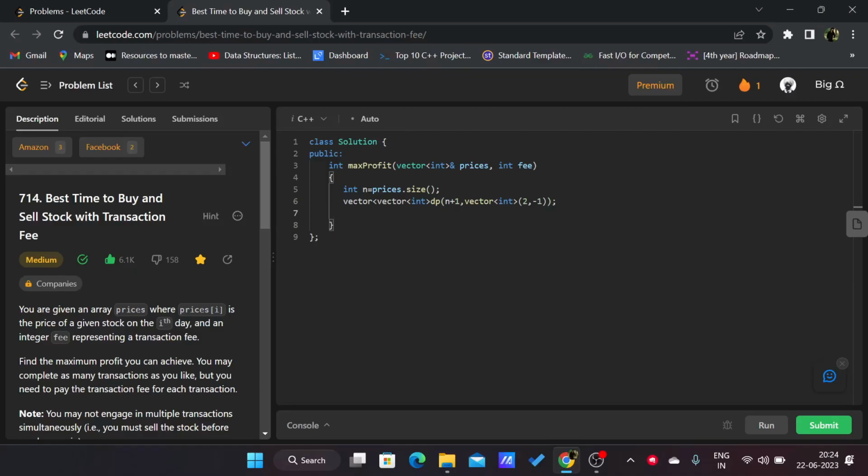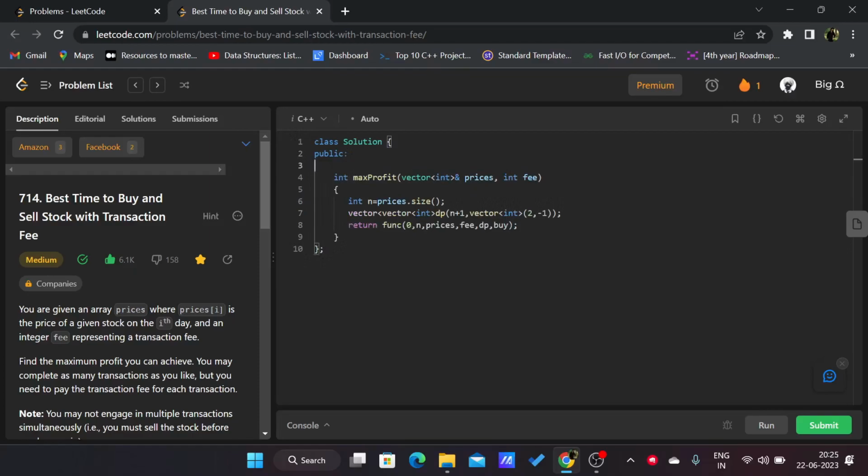So now let us move ahead and call the function. So return function, and I will pass my index, which will be 0 initially. I will pass the size, my prices array, my fee, and my dp, as well as I need to pass whether I am buying or selling. So initially I will be buying. So what I will be doing is calling the function. Let me implement the function here.